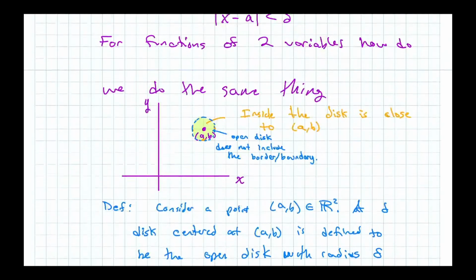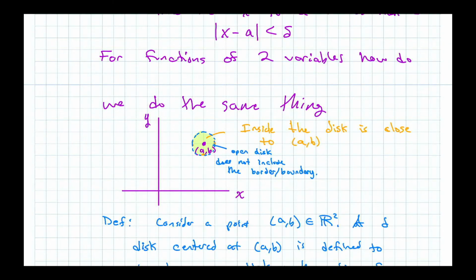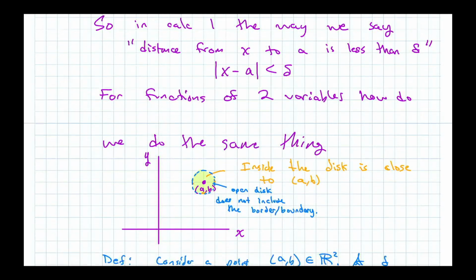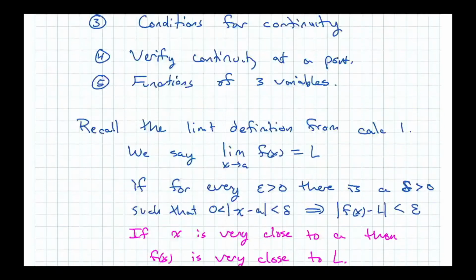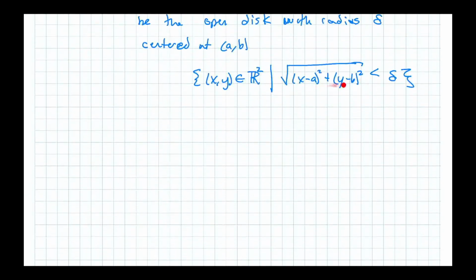Well, we can basically replace this kind of thing here, x minus a less than delta, with this kind of thing here, right? So this is how you say x is close to a. Here's how you would say xy is close to ab. Okay, so let me just write that before we move on.